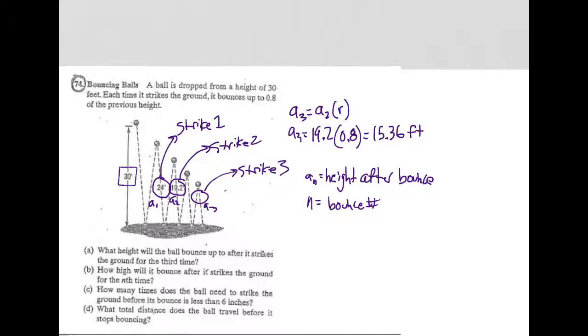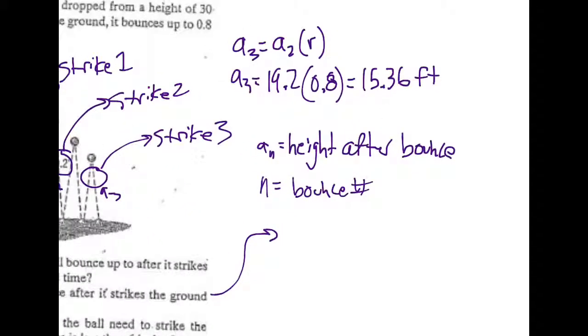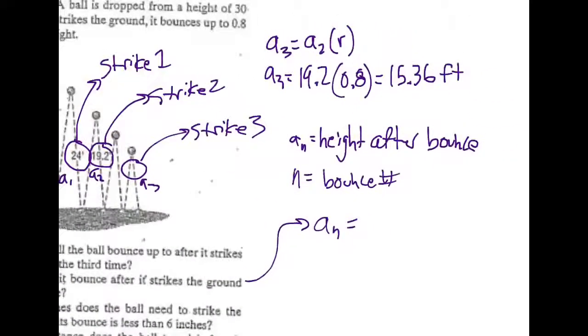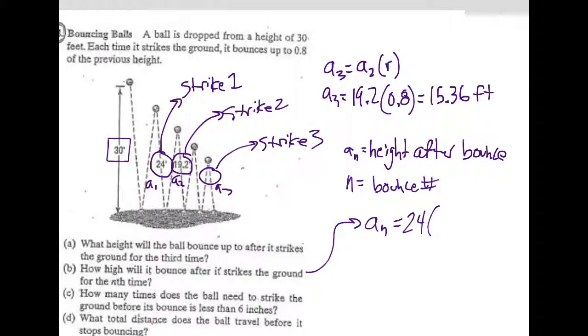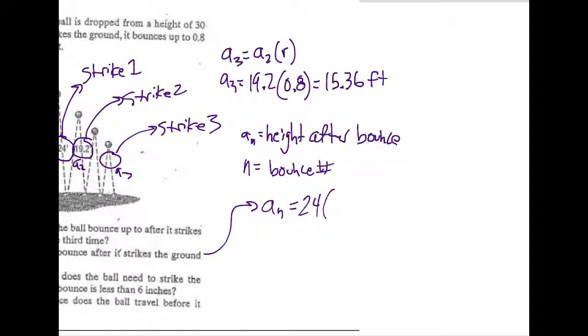So if I go to part B, how high will it bounce after it strikes the ground for the nth time? Well, B is asking to write an explicit formula here, but my formula has to be a sub n equals my first term, which is not 30. It's 24, and I know a lot of you want to write 30 for that first term, but it doesn't really fit the scheme here because when it has a height of 30, it has not yet hit the ground. And so my first term is 24, and then my common ratio r is 0.8, because each time it reaches 80% of its previous height, raised to the power of n minus 1. We have our explicit formula.